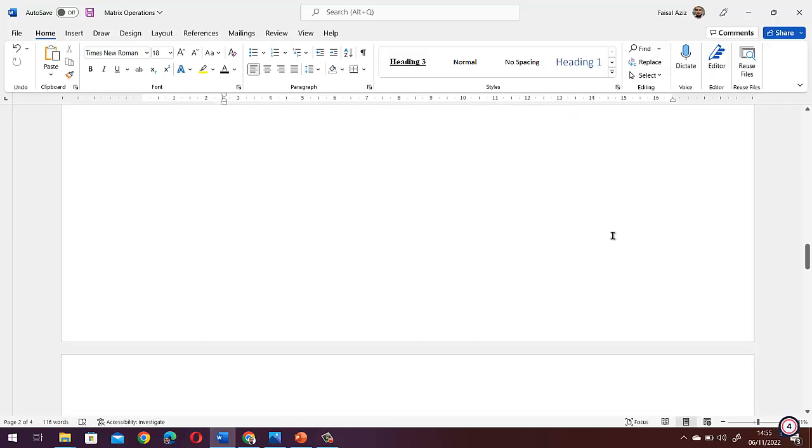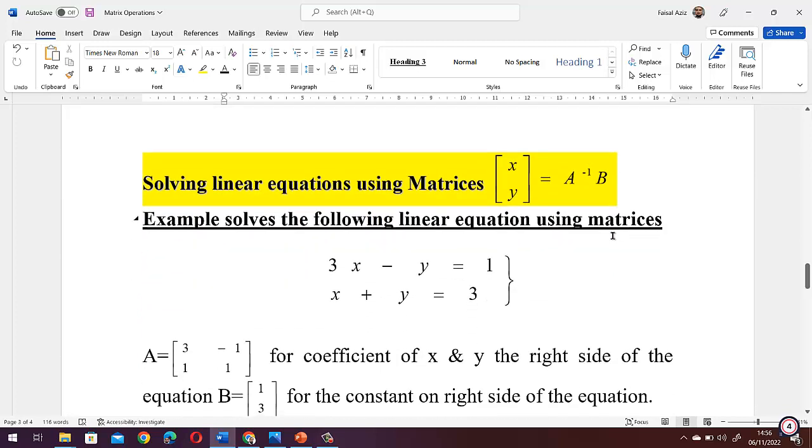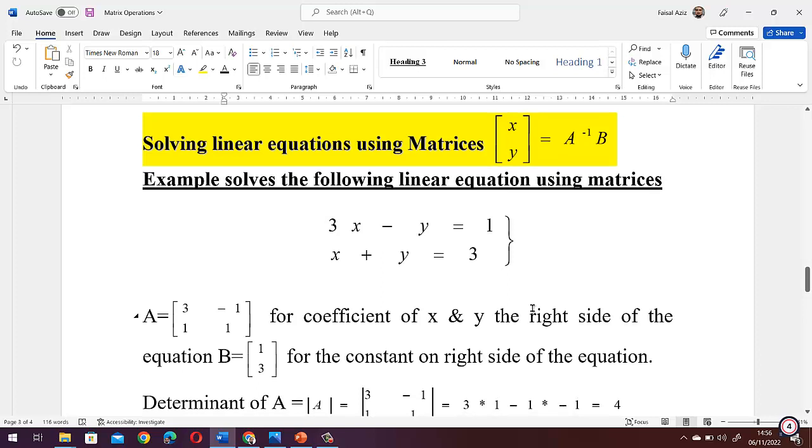We can learn how we can use the inverse of a matrix. For example, we have this equation 3x minus y equal to 1 and x plus y equal to 3. So we need to calculate the value of x and y. So we have two other ways to calculate. The first method is called the simultaneous method. Another method is called the graphical method, and this method which I am going to explain is a matrix method. So first we will write the coefficients of the variables in the form of a matrix.